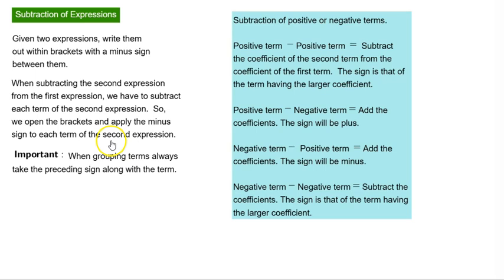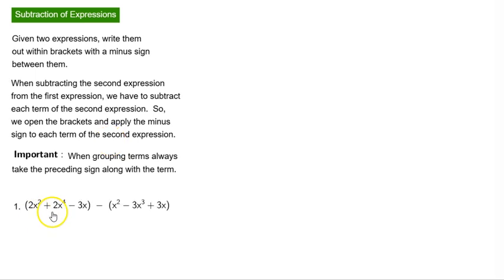Now let's solve some problems. We have (2x square plus 2x to the power of 4 minus 3x) minus (x square minus 3x cube plus 3x). So now we open up the brackets. But before that, just have a look whether we can simplify within this bracket set. So here all these are unlike terms. These are also unlike. So we open up the brackets. So 2x square plus 2x to the power of 4 minus 3x.